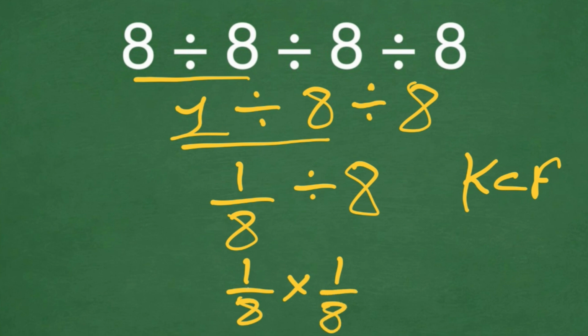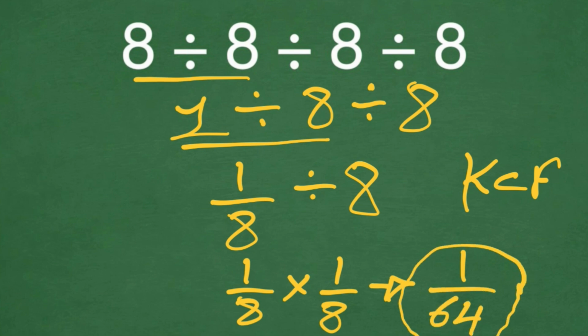So 1 over 8 times 1 over 8 is going to be the next equation, and this comes to 1 times 1 is just 1, and 8 times 8 is 64. So this is going to be the final answer. The correct answer for this question is 1 over 64.